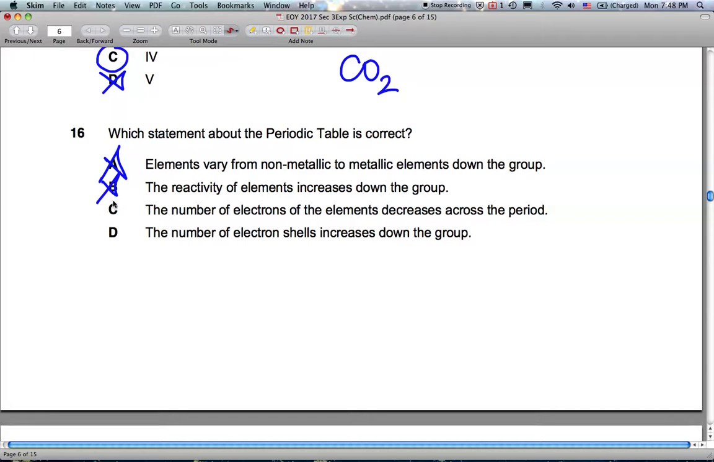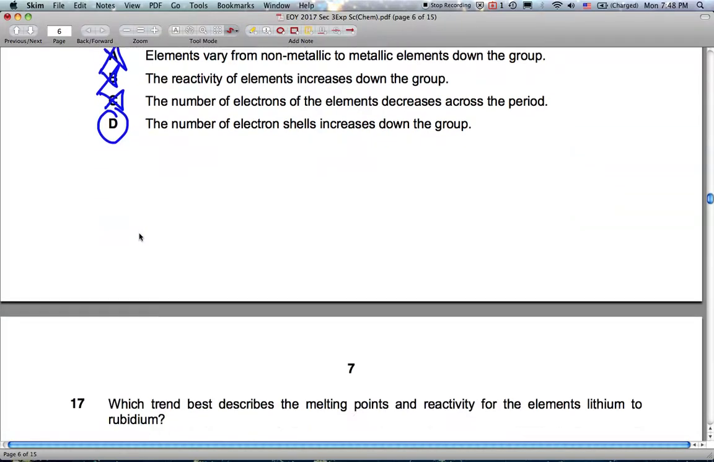C, the number of electrons of the elements decreases across the period. No, this is incorrect, because if proton number increases across the period, then the electron number will also increase. For option D, the number of electron shells increases down the group. Yes, this is true, because with every period, there's an additional electron shell.